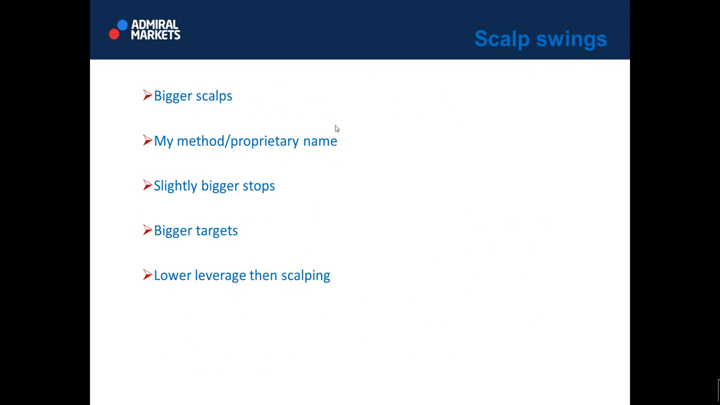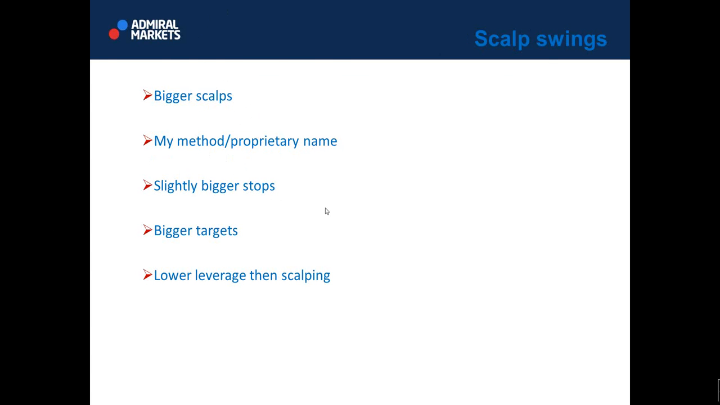So we are talking about bigger target prices. I use hourly pivot points, it depends. Sometimes they range for 10 to 20 pip of target price. I call it scalp swings. That is my method and proprietary name, scalp swings, because basically they're a form of scalping, but with bigger targets and slightly bigger stops.